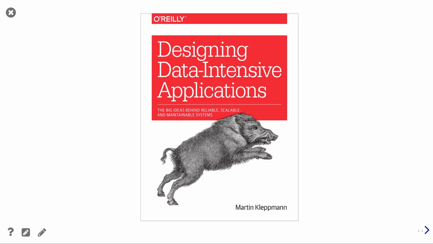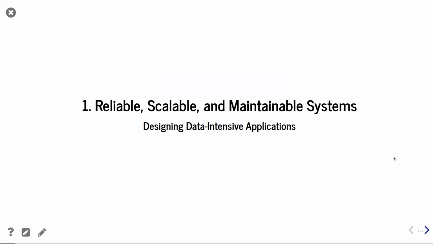And if you decide to read the book, it's much easier for you to absorb what is being discussed in the book. So today we will be looking at chapter 1. So let's get started. Chapter 1 is about reliable, scalable, and maintainable systems.